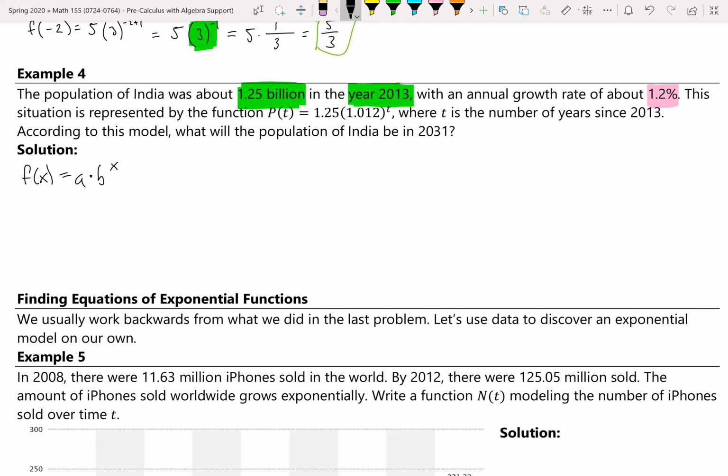So now, how do we get our b? That is something that's not completely spelled out. It's a growth rate. Does that make sense? So 1.2%, what is that in a decimal?